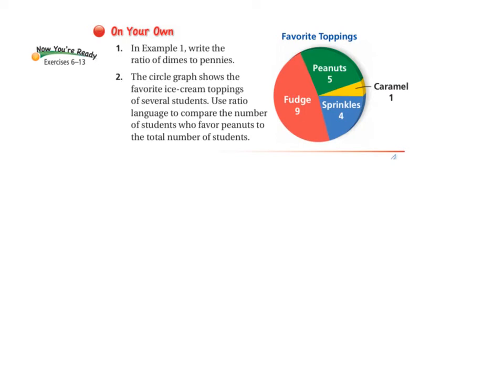Okay, so in the previous video, there were 3 dimes. So 3 is going to be the first number for example number 1. 3 is our first number. So there's 3 dimes and 6 pennies. So I'm going to reduce that to 1 to 2.